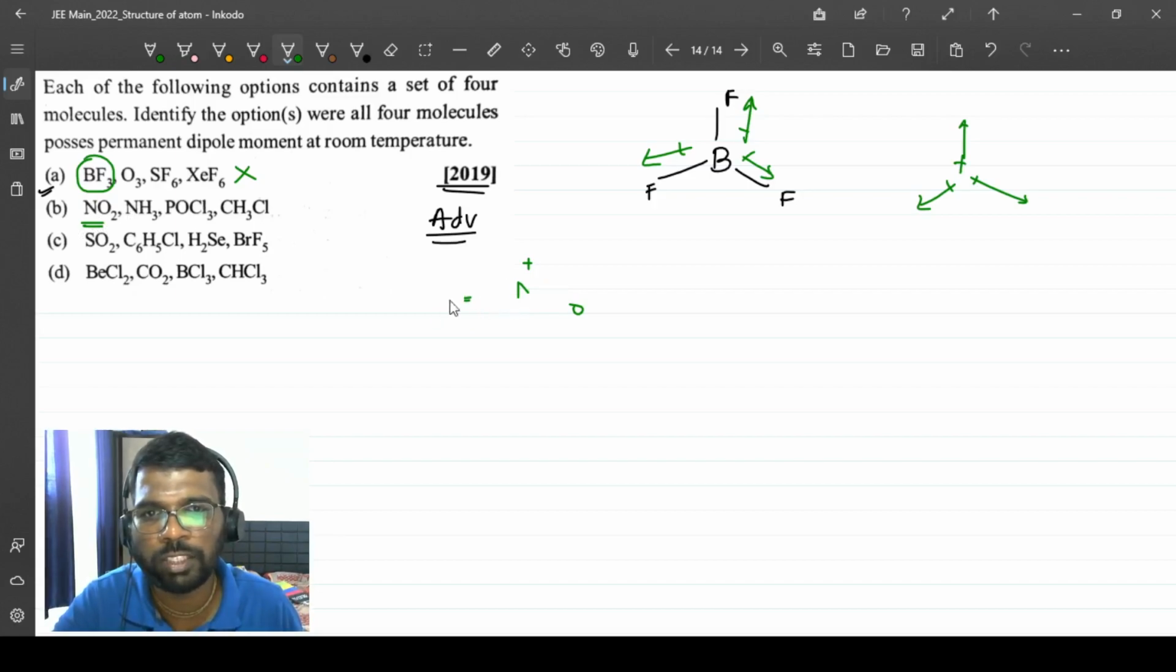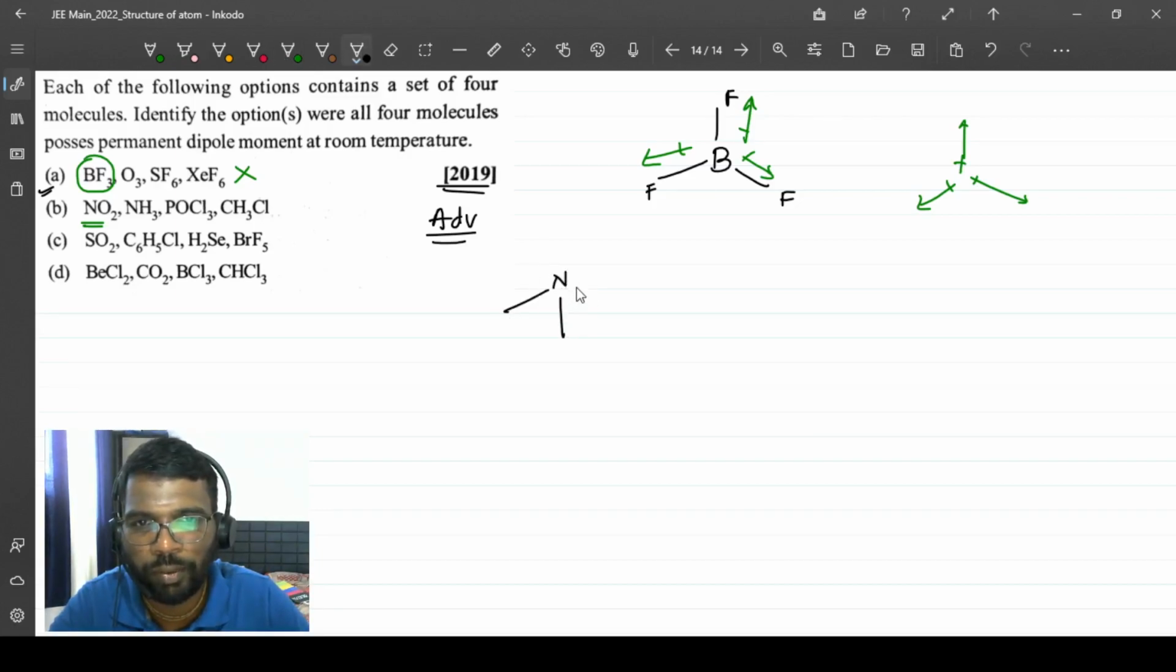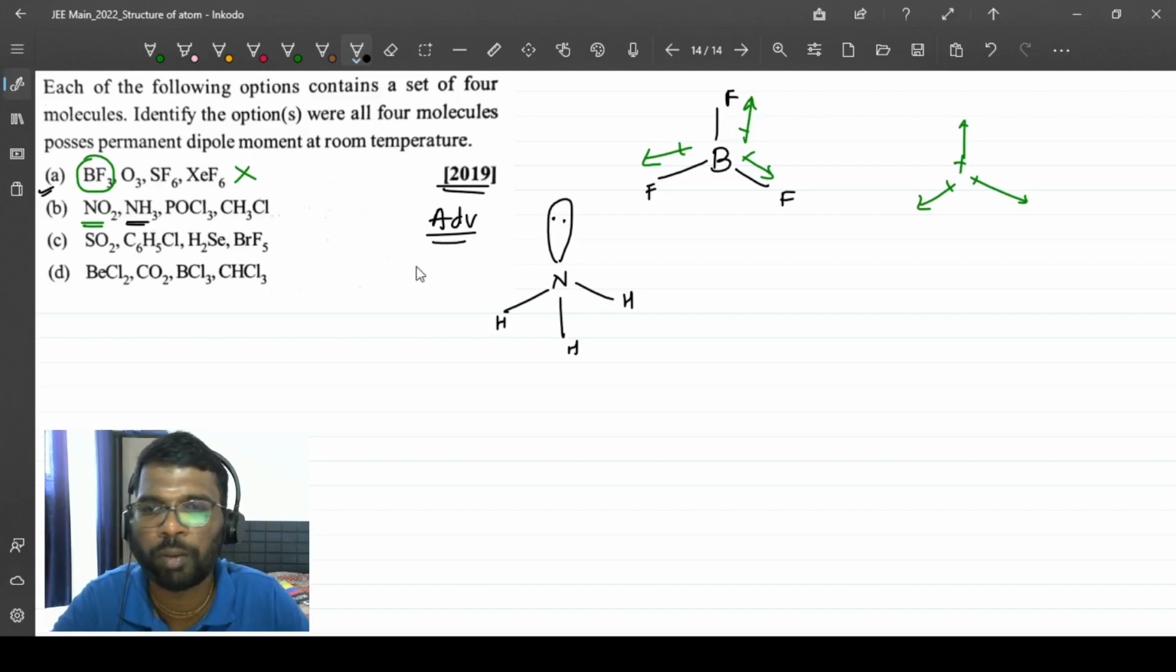If you check the NH3 structure, there will be a nitrogen this way, and these are hydrogens in a trigonal pyramidal manner, and this is the lone pair, right? So this will have a higher dipole moment, and there won't be an overall cancellation of the dipole moment. So this will have a permanent dipole moment.